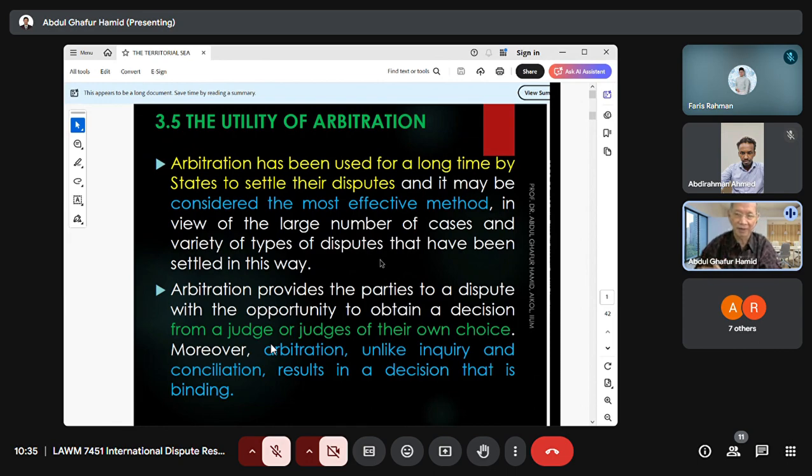Arbitration is an adjudicative means, like a court. Arbitration courts are adjudicative means because the third party will decide according to law. So that is why the decision is legally binding. And if you do not follow the decision, there will be enforcement, meaning methods of enforcement which are allowed in international law. You can use methods of enforcement. But for inquiry and conciliation, there is no enforcement. These are also not binding.